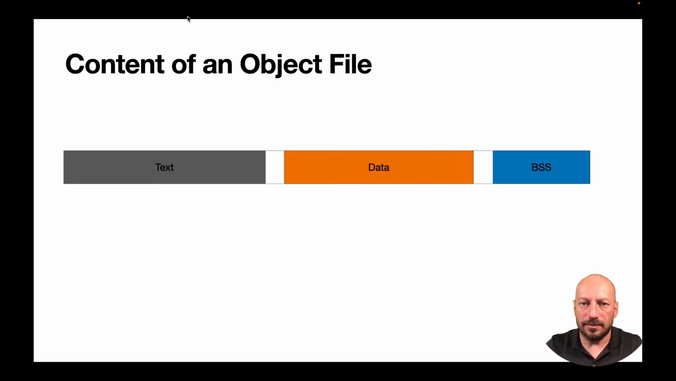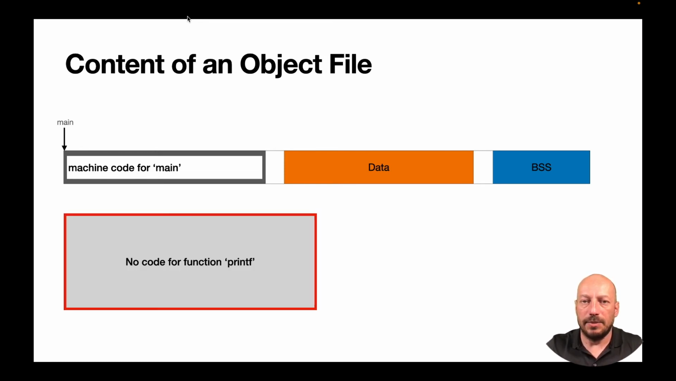And from that, the assembler generates some machine code. So we have a sequence of machine instructions with a label main. And you saw there was no implementation for function printf. There was no label printf followed by some other assembly instructions. So this part is missing. We don't have an implementation for this function.